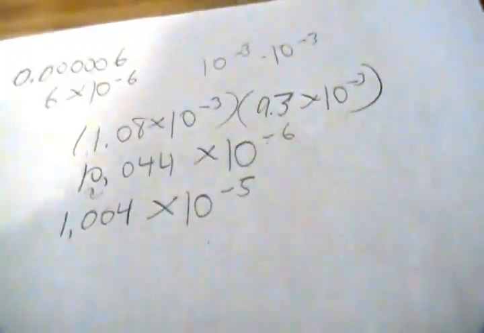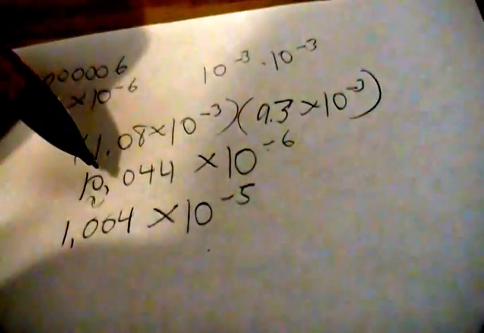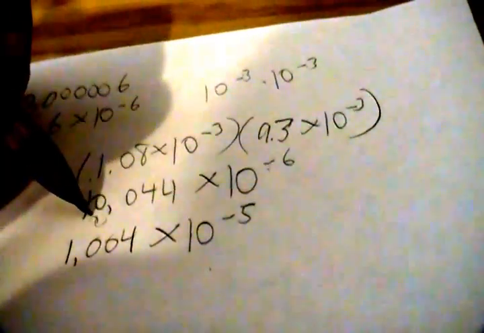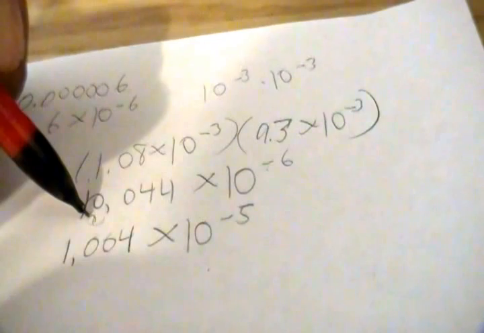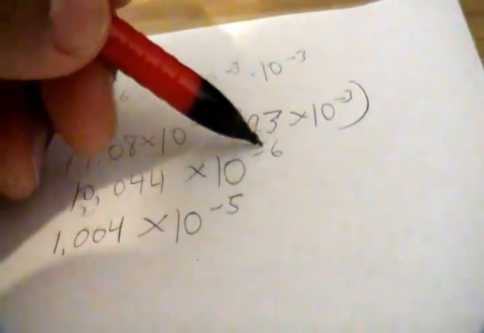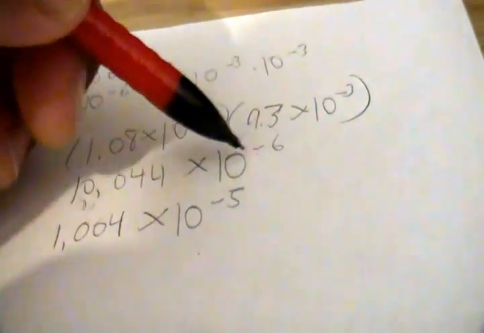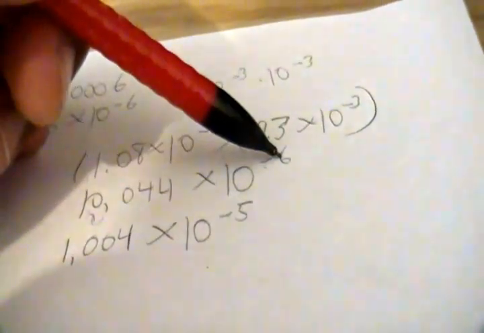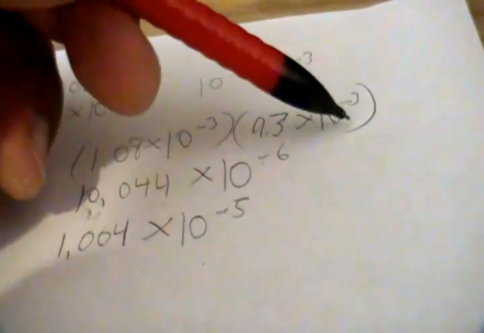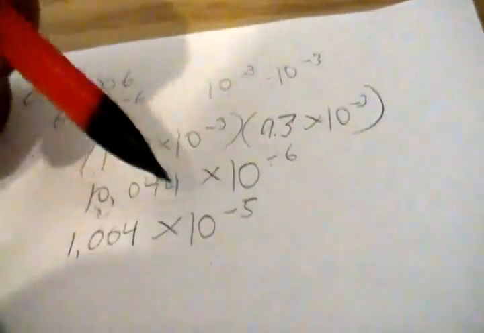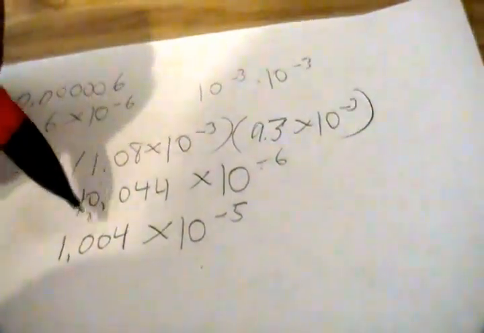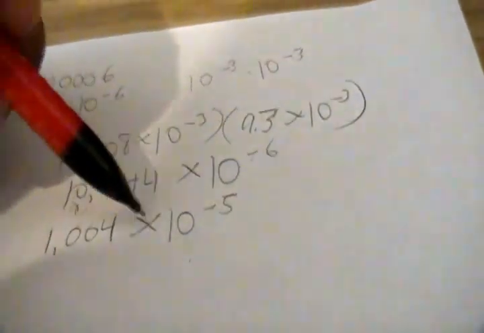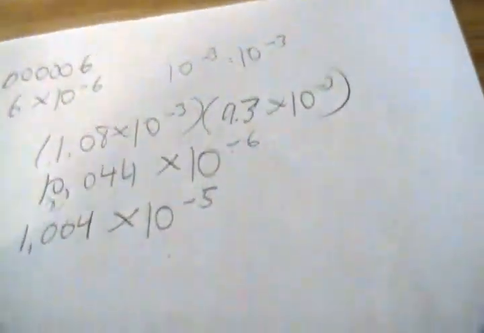You have to think of it this way: if you move the decimal point one more like this, the exponent becomes bigger, and negative 5 is actually bigger than negative 6, because if you keep going down, negative 7, 8, 9, the number actually gets smaller. So if you move to the left, the number is technically getting bigger, so it's going to be 1.004 times 10 to the negative 5th power.